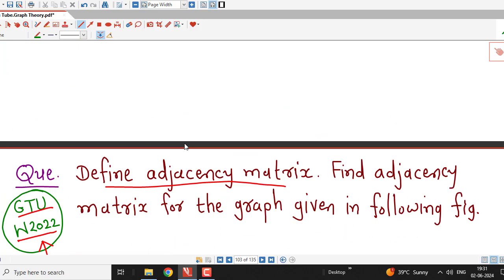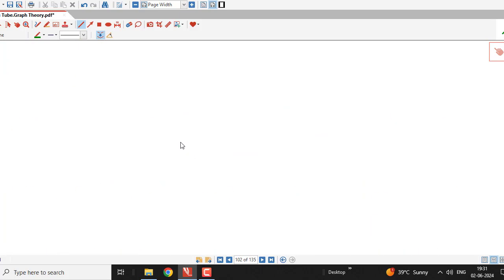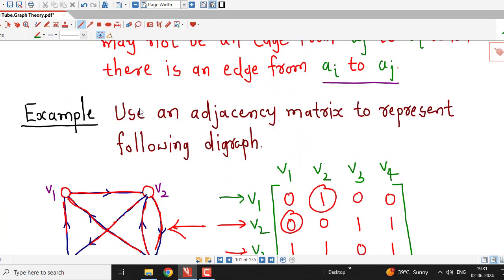So I hope you are able to understand what is adjacency matrix for undirected graphs as well as for directed graphs, for simple graphs as well as for multigraphs.